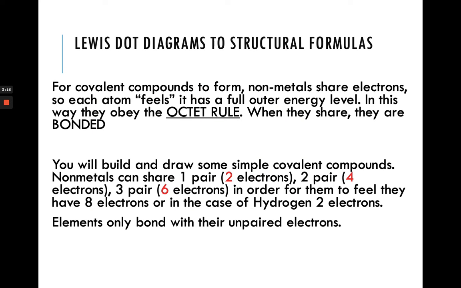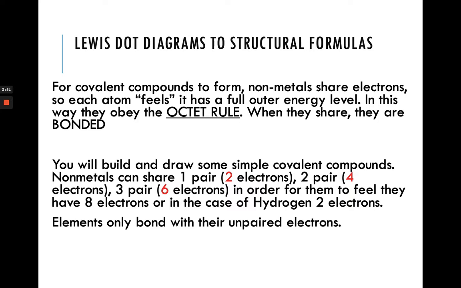So we're going to talk about Lewis dot diagrams and how we can use them to draw the structures, or sometimes called the structural formulas, of covalent compounds. Let's just get some ground rules here. For covalent compounds to form, nonmetals share electrons so that each atom feels it has a full outer energy level. In this way, they obey the octet rule. When they share, we say they are bonded. So unlike ionic, where we have a transfer of valence electrons, in nonmetals and covalent bonds, we share the electrons.